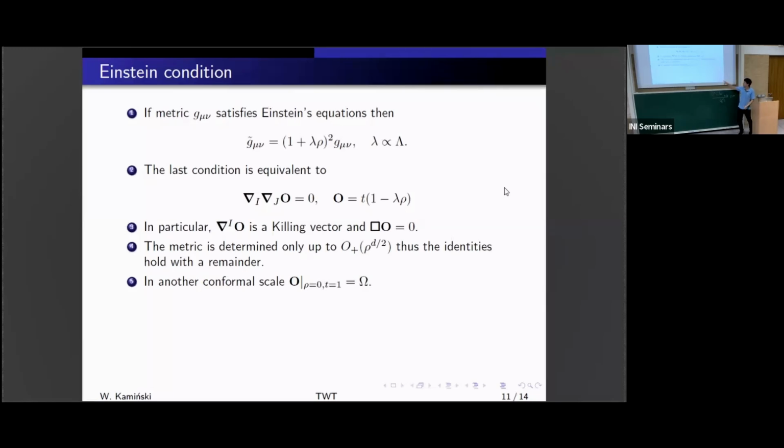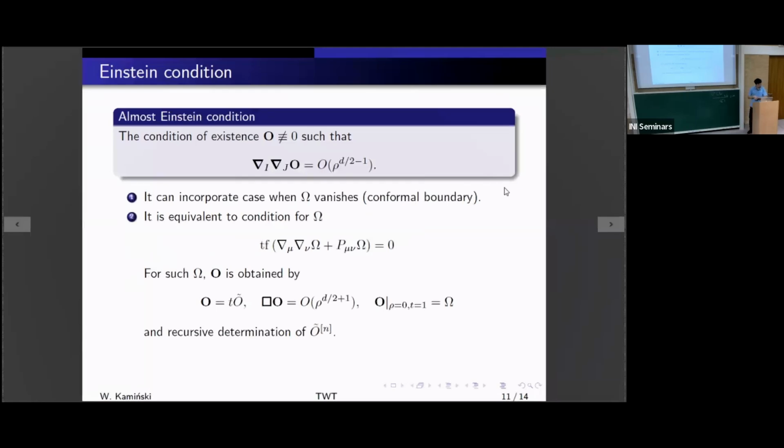Okay, and if we change the conformal scale, then this Einstein scale, so this omega, will be related to this O by this formula. So it's just the value at rho equal to 0. Okay, so we come to such conditions.